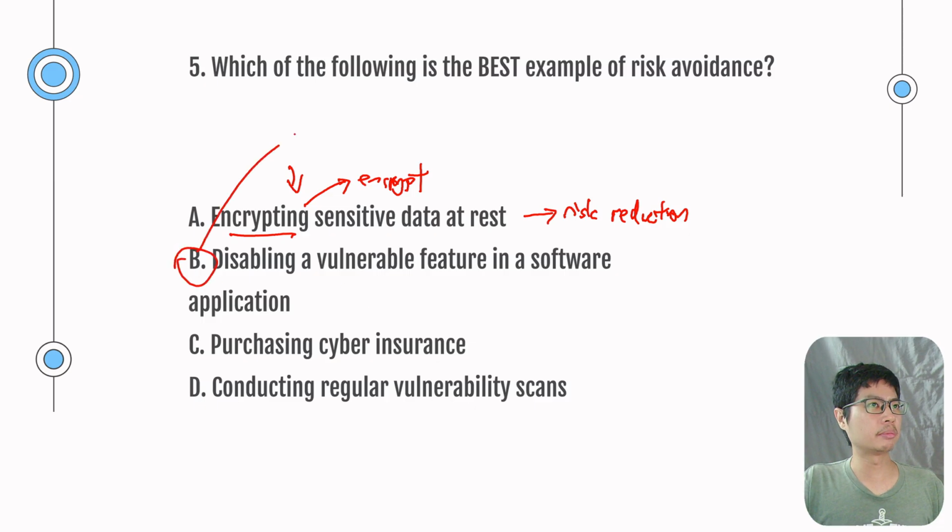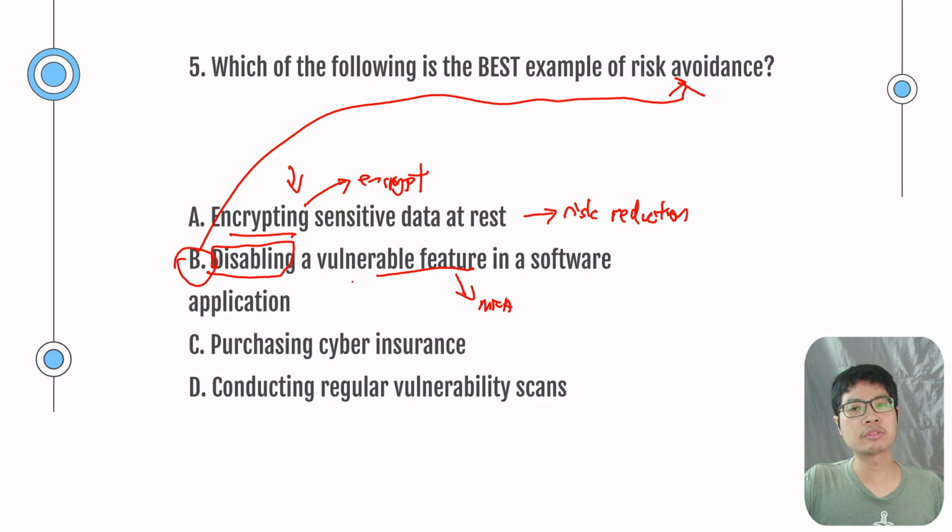We are saying that this particular feature is vulnerable, and we can take steps to reduce the vulnerability. That would be risk reduction. We could possibly add in MFA or whatever it is to reduce the risk, and that would be a reduction. But we are choosing to totally disable it. So we say, okay, let's do away with the entire feature. We are not going to use it, so we are avoiding it by disabling it entirely.